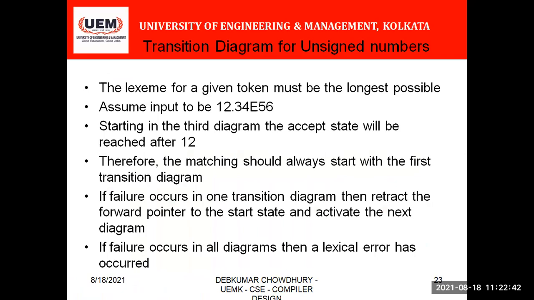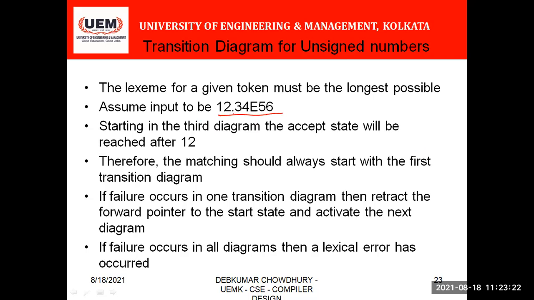Transition diagram for the unsigned number. Lexemes given to the token must be the longest possible. For example, assume that my token is 12.34E56. Then starting in the third diagram, I accept the state will be reached at 12. Therefore, matching should always start with the first transition diagram. If failure occurs in one transition diagram, then retract the forward pointer to the start state and activate the next diagram. If failure occurs in all diagrams, then a lexical error has occurred.